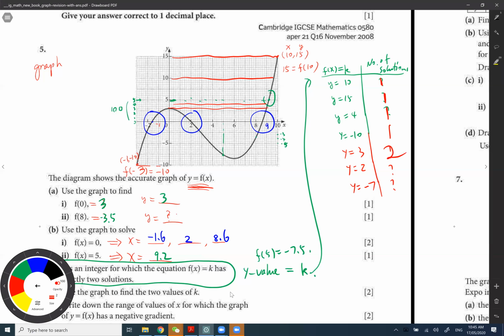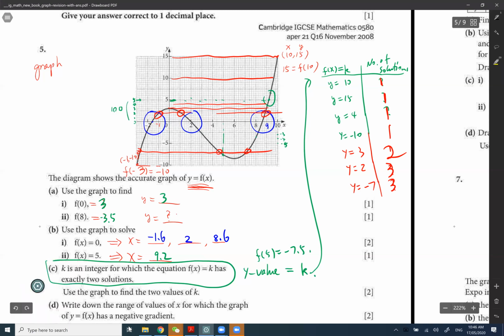Y value equals 2 is smaller here. We got 3 points. Y value equals negative 7. Still 3, because negative 7 is here. A bit off here. Negative 7 is here, which is 3 answers. So how do we answer question C?